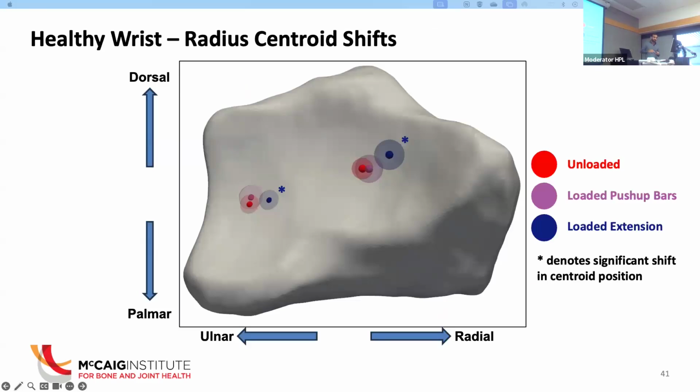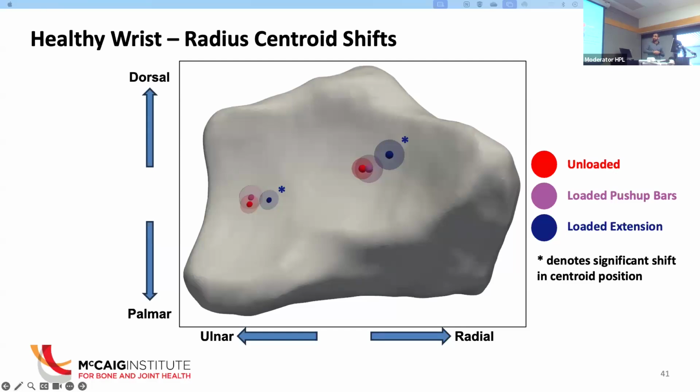So first off, we're gonna start with a healthy wrist. So the darker sphere here will represent that mean position of the centroid, and that's across all 10 injured individuals, and that larger sphere denotes its standard deviation. So these are mean positions from the origin of the bone, and it's divided into the radial ulnar distance, the proximal distal distance, and the dorsal palmar distance. So that unloaded position is in red here.